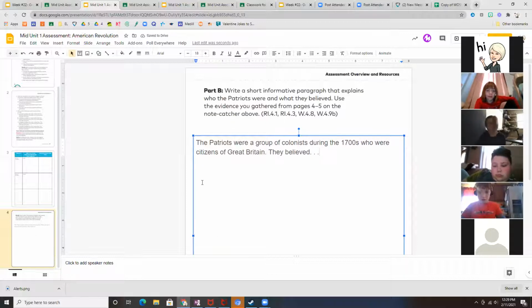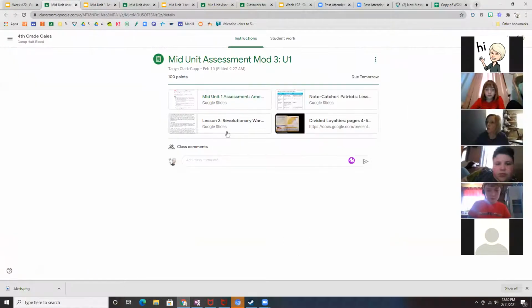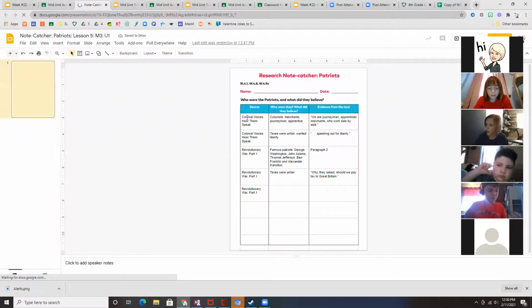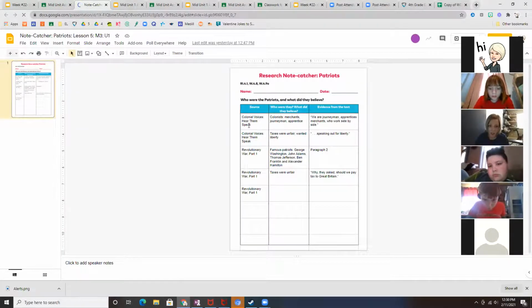Okay, so we state the question and the answer. You're going to have 2 to 3 pieces of evidence. You can say who they were. You could put more about who they were, and you want to put a couple things about what they believed and one quote from any of these sources. You can quote Divided Loyalties. You can quote something from Revolutionary War Part 1. Or you can quote Colonial Voices, Hear Them Speak. Those are the 3 sources we've looked at so far.